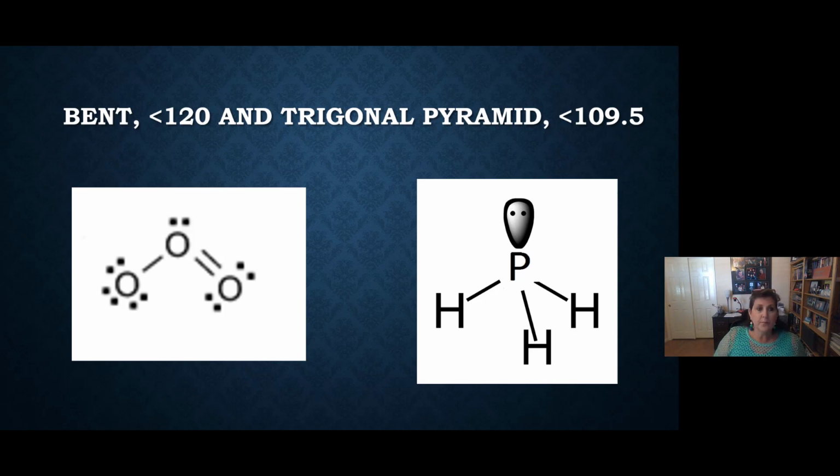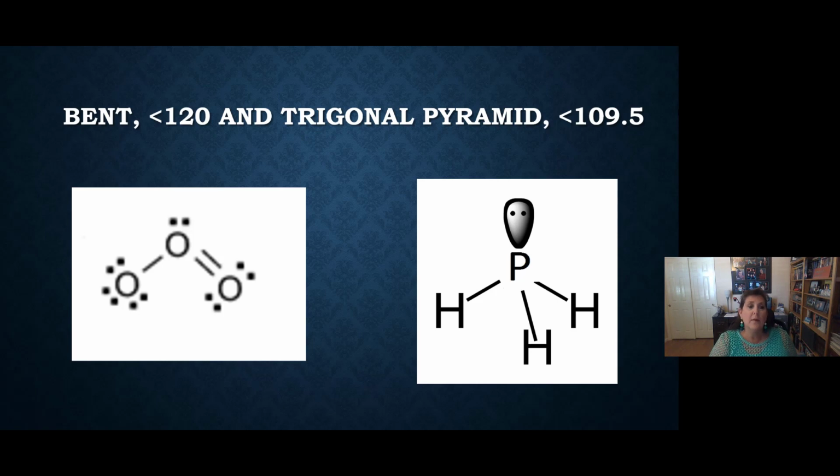Now ozone, sorry it looks a little fuzzy there. Ozone has 3 O's, but the center O has 1 lone pair up here. That keeps the O's from being straight out and pushes them down a little bit. So it's not a straight line, OOO. The OOO is bent. It's bent.